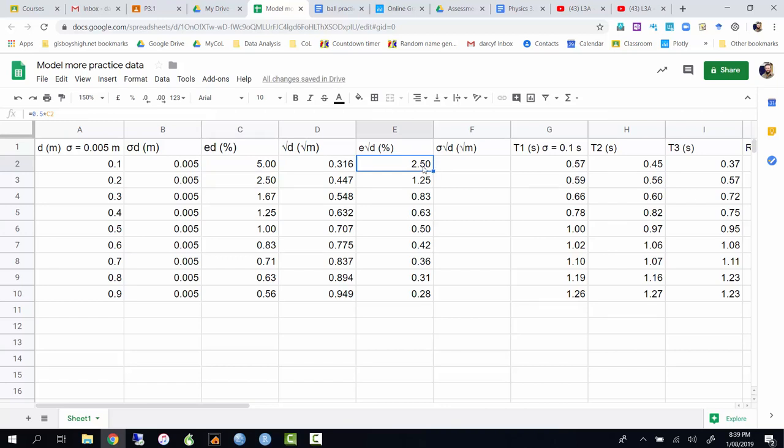And now I need to work out what 2.5% is of my square root d value. So let's do that. Equals 2.5, put it out of 100 to make it a fraction, multiplied by the square root of d. So 2.5% of 0.316 is 0.0079. Copy all that down. There's all my calculations done.